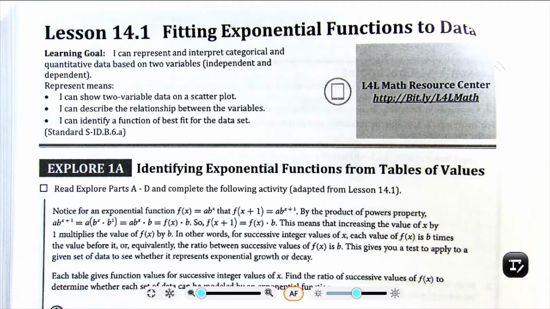This is lesson 14.1, fitting exponential functions to data. In this lesson, the goal is to be able to represent and interpret categorical and quantitative data based on two variables. What we're going to be doing is being given data through an x, y table or an x, f of x table, and then we're going to be asked to create an exponential function equation from the table.